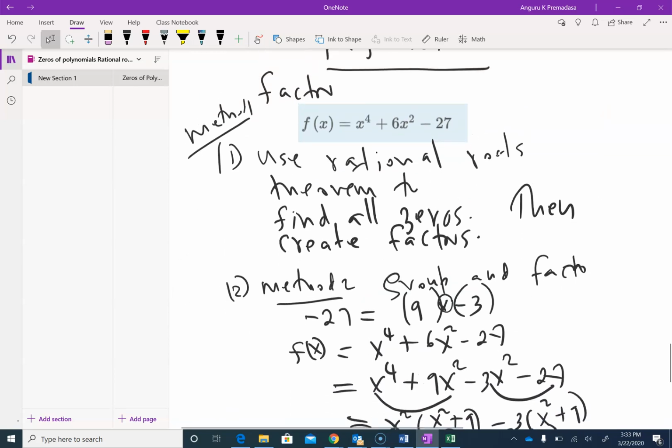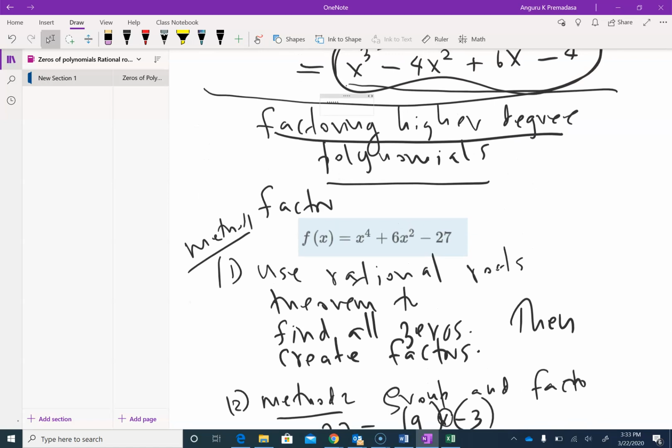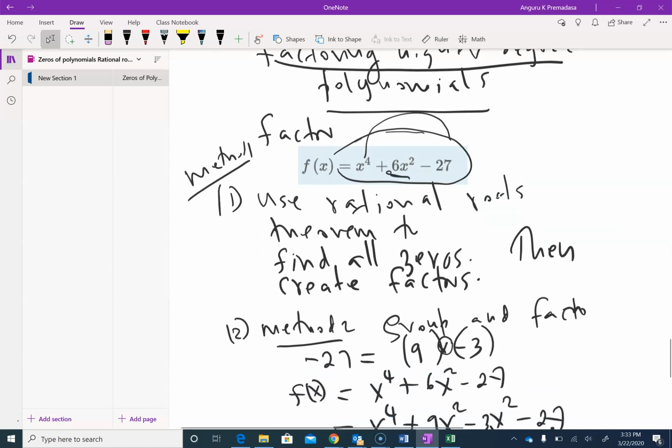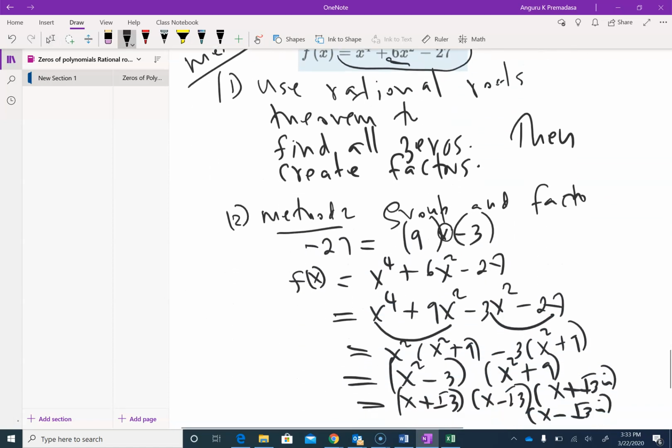And so here, there are two ways of doing this. One way is to use the rational root theorem and find the zeros, right? And then kind of factor this. Once you know the zeros, you can create the factors. But this one is easier. Now you can use grouping because negative 27 does have factors which add up to 6, right? What are those factors? 9 and negative 3. So we have done this many times before.